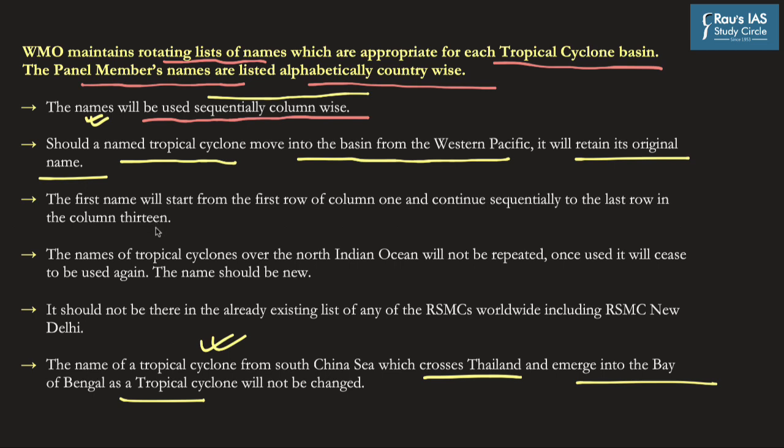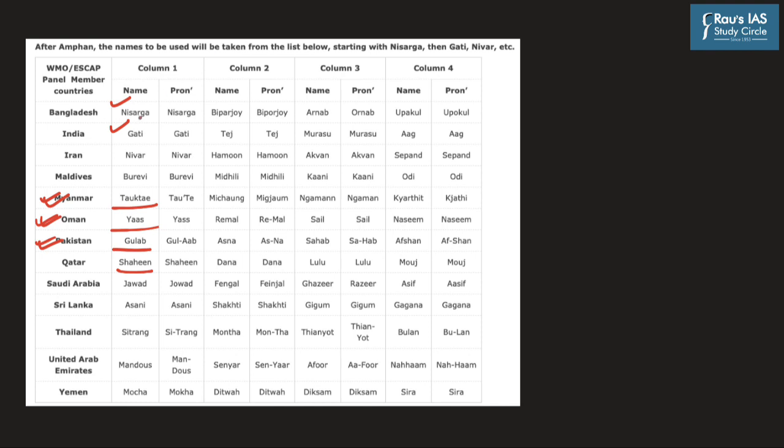Another important aspect highlighted is that the first name will start from the first row of column 1 and continue sequentially to the last row in column 13. Now as you can see, there are 13 names provided in column 1, and only once these names have been used will countries then move to column 2.